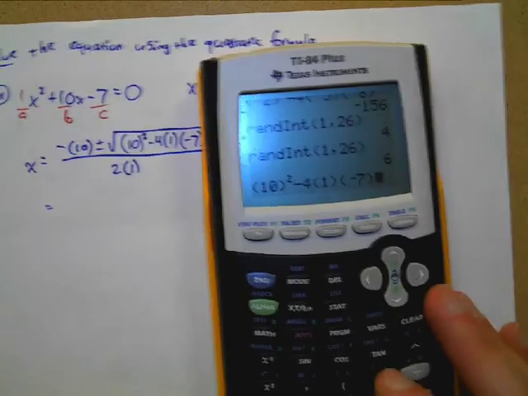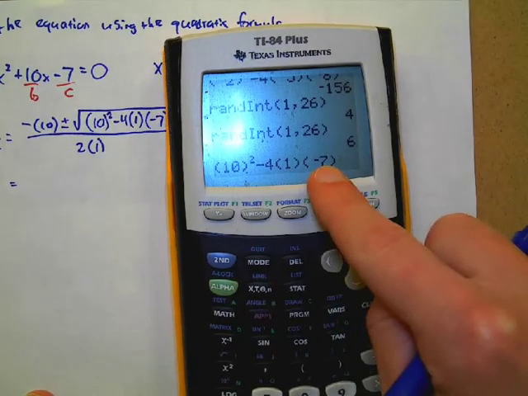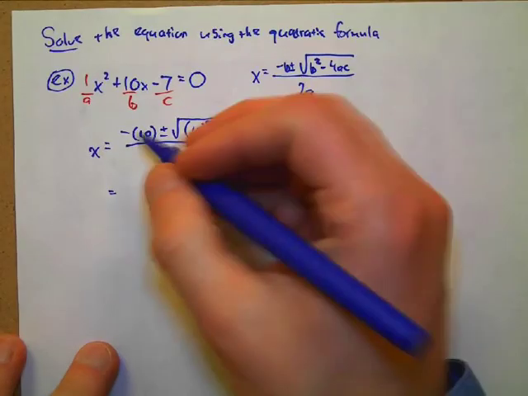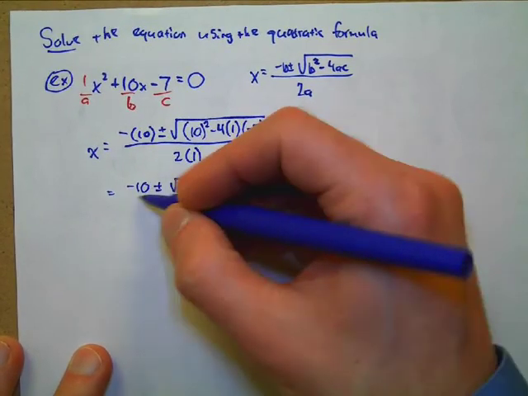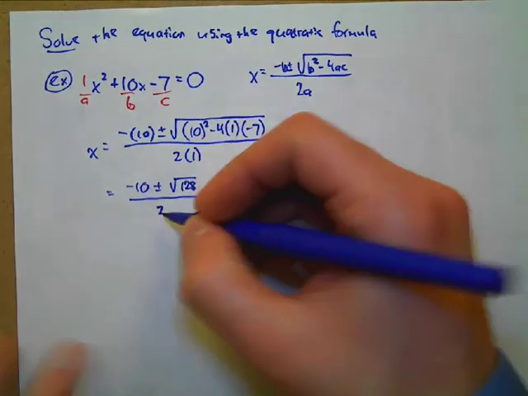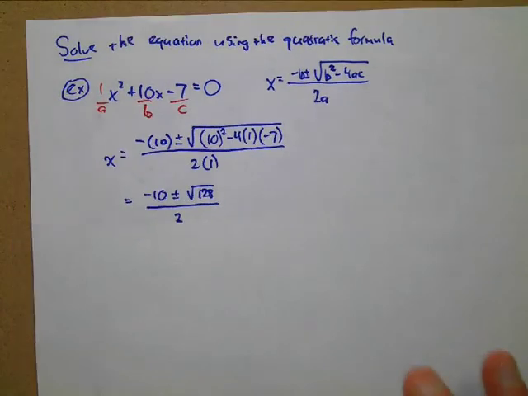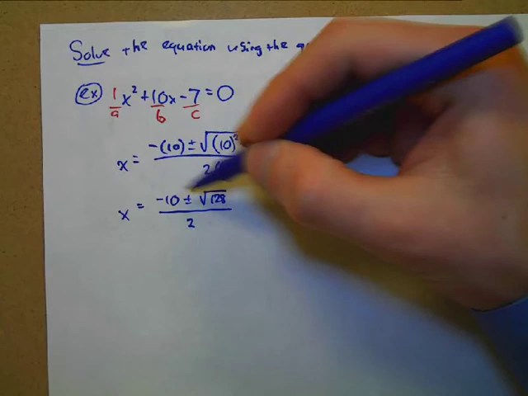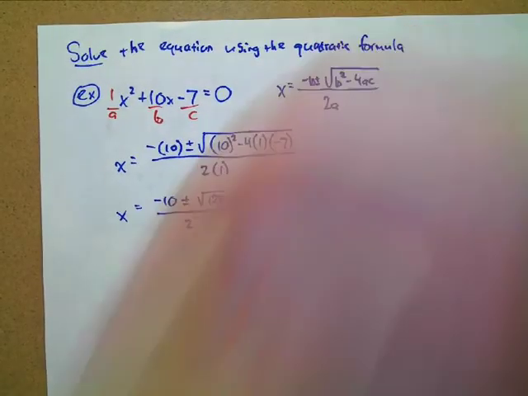Okay? See how I'm typing it in? 10 squared minus 4 times 1 times negative 7, right? I hit enter. And 128 is what goes underneath the square root. So this becomes negative 10 plus or minus the square root of 128 all over 2 times 1, which is just 2. Okay? And so technically, those are our two solutions. X equals negative 10 plus the square root of 128, X equals negative 10 minus the square root of 128, both divided by 2.